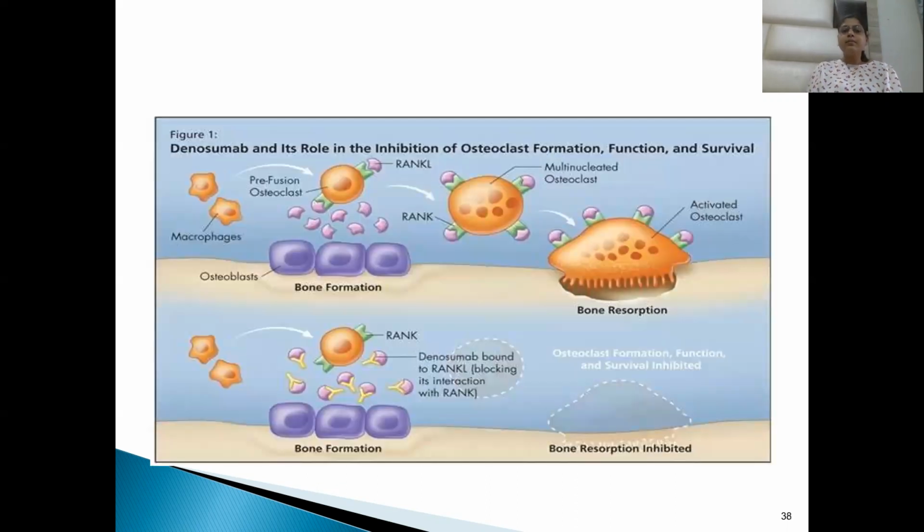This is how the mechanism of action works. This is the denosumab bound to RANKL. Its interaction with RANK is blocked. This is the RANK ligand. The denosumab attaches to this ligand and it does not attach to the RANK receptor. So osteoclastic activity will not be there. So there will be more bone formation and multinucleate osteoclasts will not be activated, and that can lead to reduced bone resorption and increased bone formation.